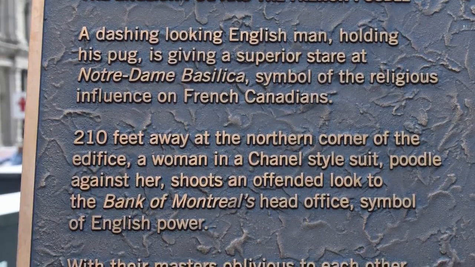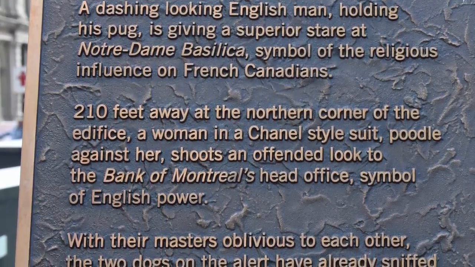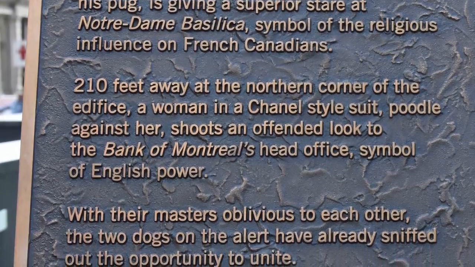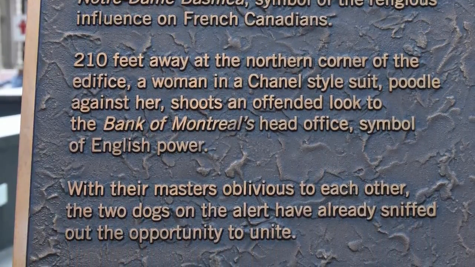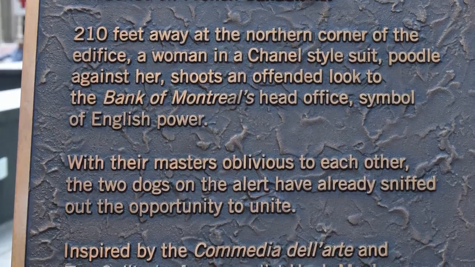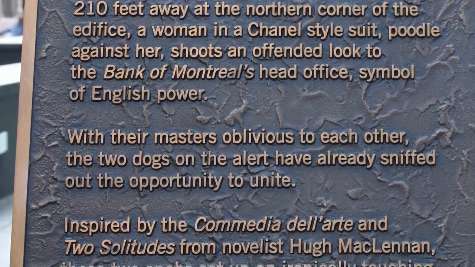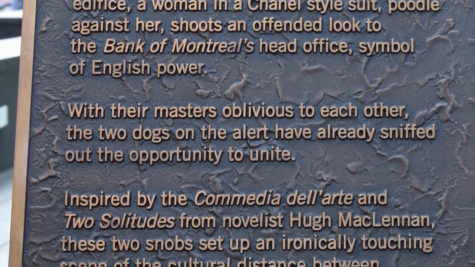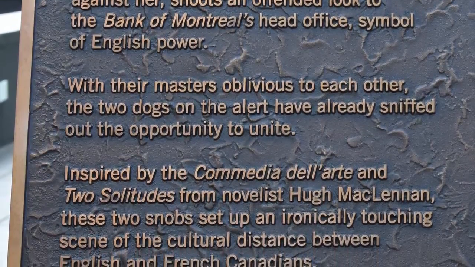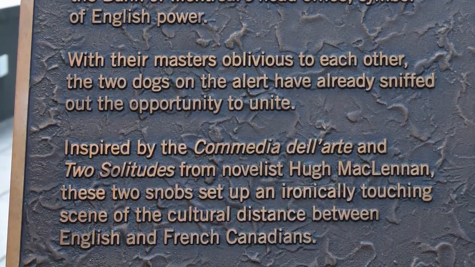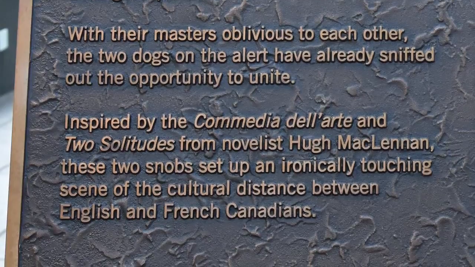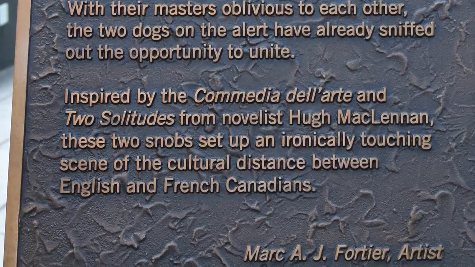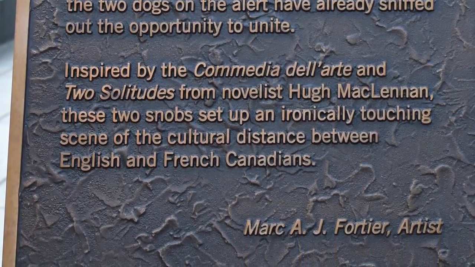With their masters oblivious to each other, the two dogs on the alert have already sniffed out the opportunity to unite. Inspired by the Commedia dell'arte and Two Solitudes from novelist Hugh MacLennan, these two snobs set up an ironically touching scene of the cultural distance between English and French Canadians.